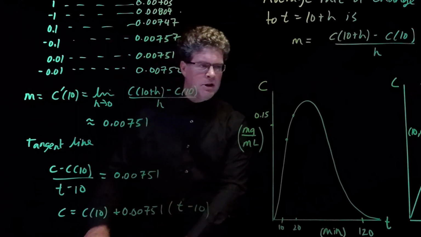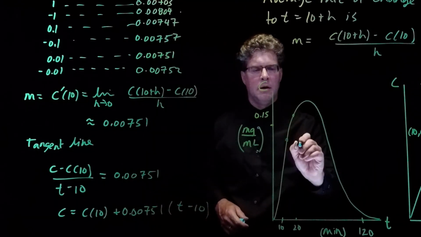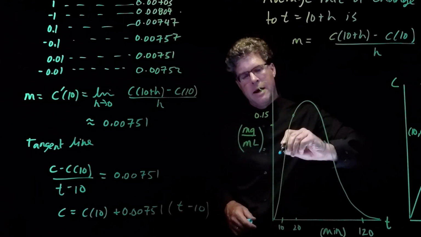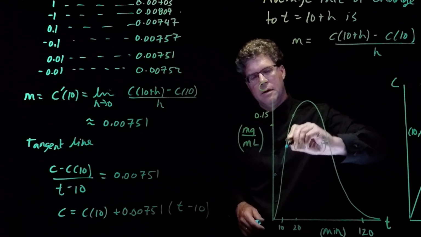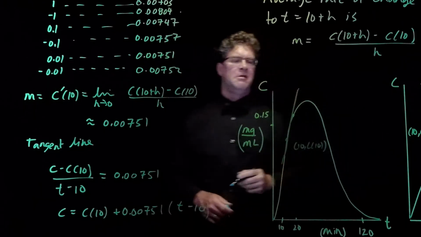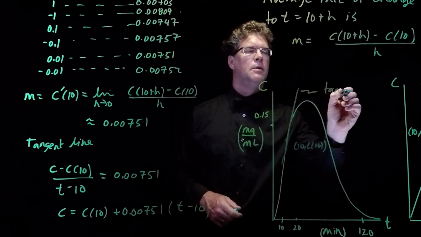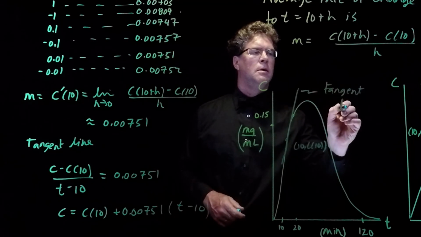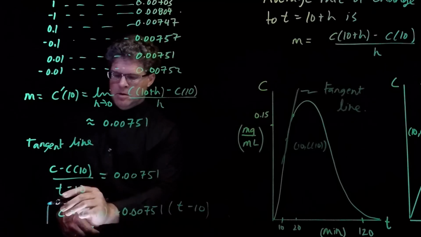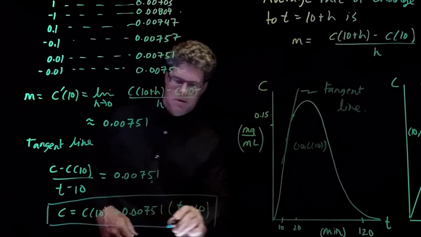And I'm going to draw the tangent line on this curve over here. And here's the point (10, C10). And the tangent line is the one that goes through the point and has the same slope as the function. So this is the tangent line here. And the tangent line is given by the formula right here.